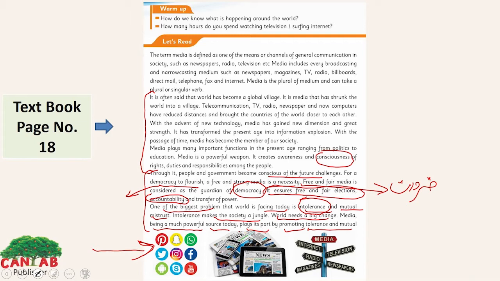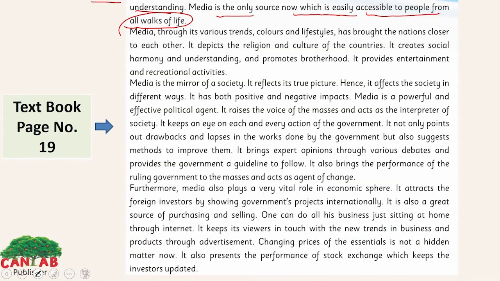Media being a much powerful source today, plays its part by promoting tolerance and mutual understanding here. Media is the only source now which is easily accessible. All the social apps, net, computer are almost accessible to everyone nowadays. All walks of life, हर तरह के लोग, हर किस्म, हर तबके के लोग जो है मीडिया को यूज कर रहे हैं. अखबार, इंटरनेट, रेडियो, टीवी हर एक के लिए एक्सेसिबल है. हर कोई हर चीज से आजकल बाखबर रहता है.